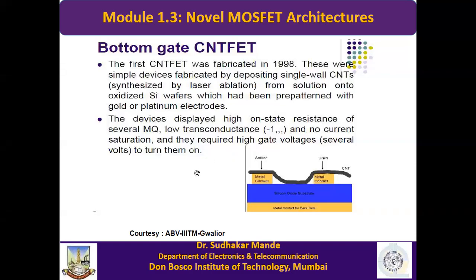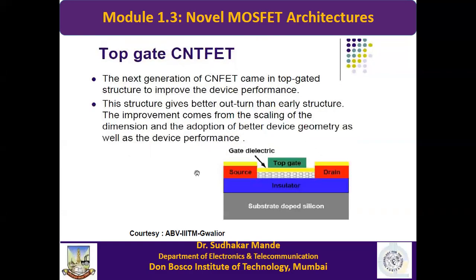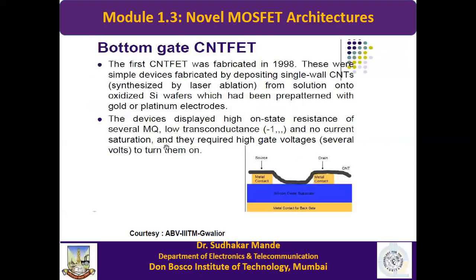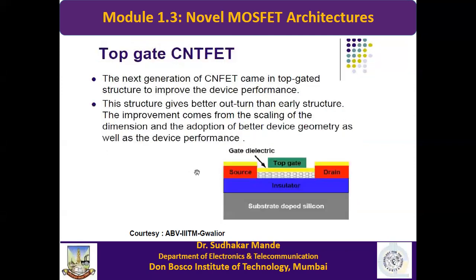But this was a very crude device. It was not very good. Here it is mentioned: the on current was low, on state resistance was very, very high. It had very low transconductance, and there was no saturation current. If you increase drain voltage, drain current kept increasing, and that we don't want. And therefore there was improvement. Now this is called the top gate CNT FET.